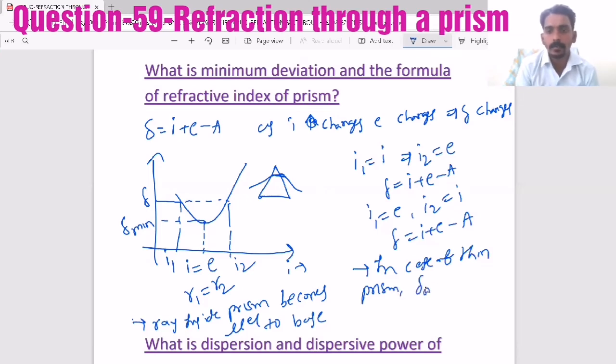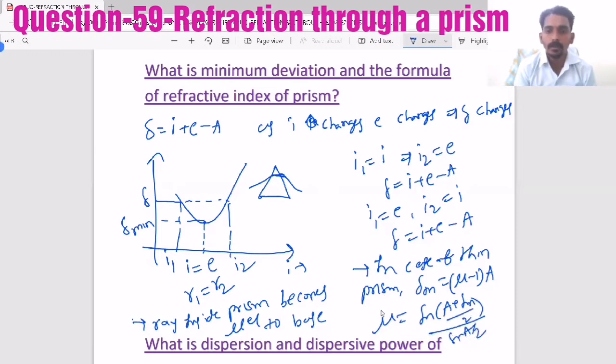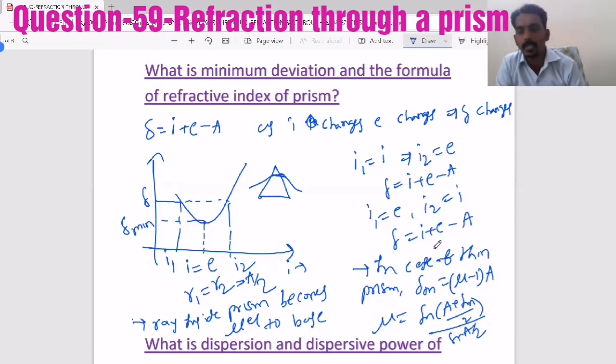Now, in case of a thin prism, the minimum deviation will become mu minus 1 into A. And the refractive index formula will become sine of (A plus delta m) by 2 divided by sine of A by 2, because at minimum deviation R1 is equal to R2, and that value will become half of the angle of prism. So these are the formulas related to minimum deviation.